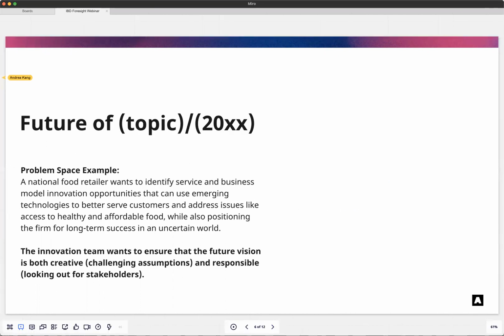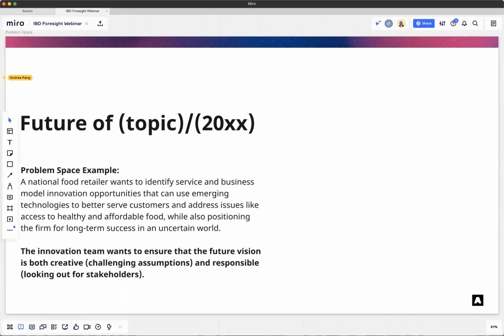So let's talk about what we're going to talk about today. The first thing you need to do when you're beginning a futures project is, it may seem obvious, but you need to figure out what it is that you're going to focus on. What is the focal question that you're going to explore, and what is the problem space in which you're going to explore it?